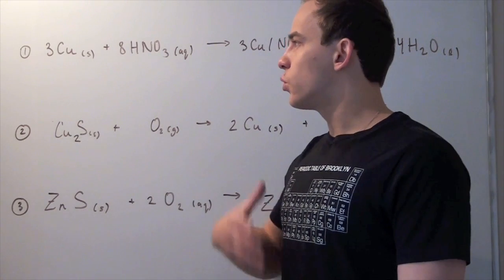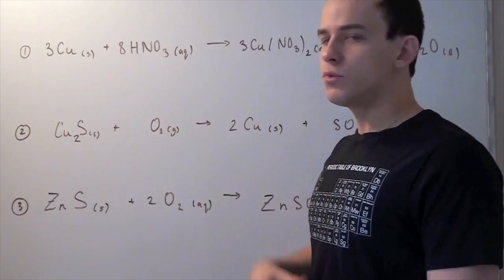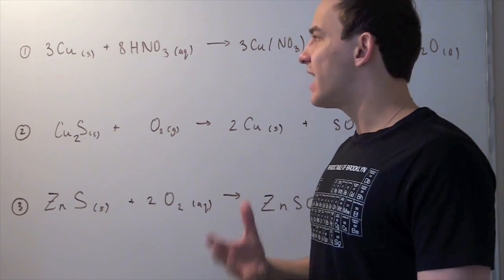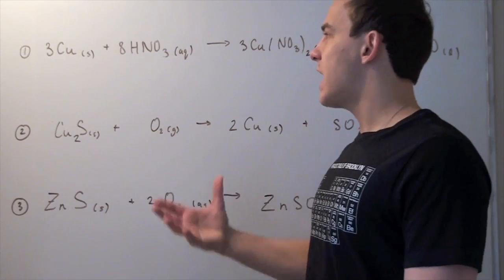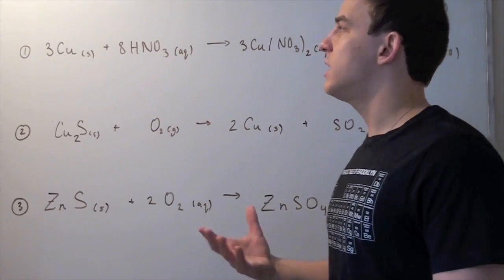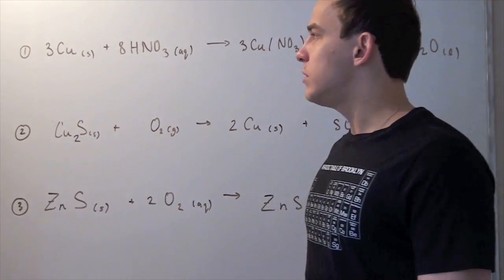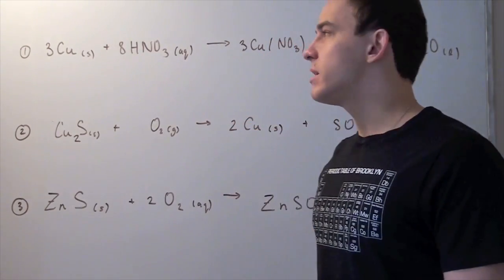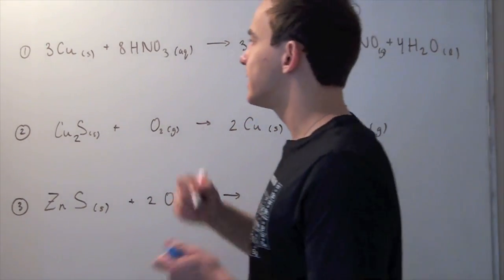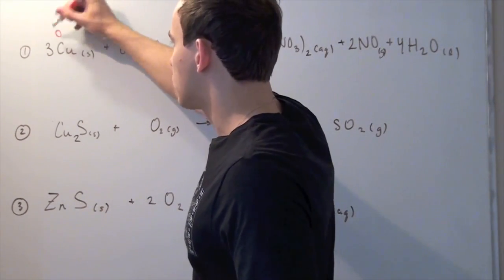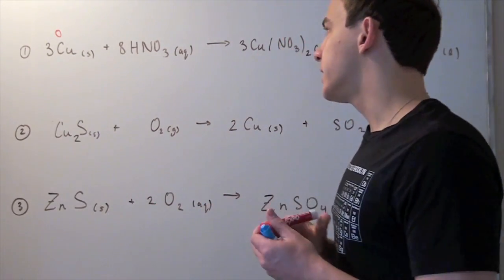So in this lecture, we're going to look at 3 examples of redox reactions, and we're going to assign oxidation states to each atom in our molecule. So let's begin with the first one. We begin with copper in its elemental state, and that means copper gets a charge of 0 according to our rules. Let's look at nitric acid.